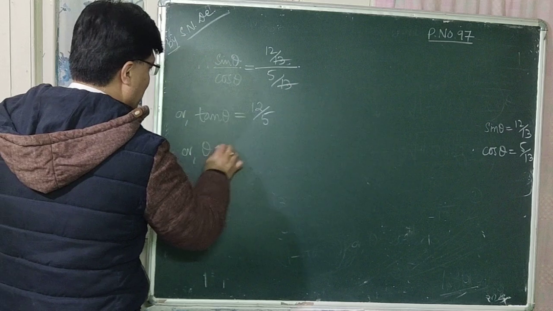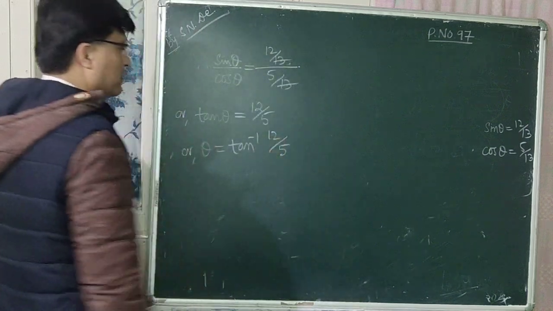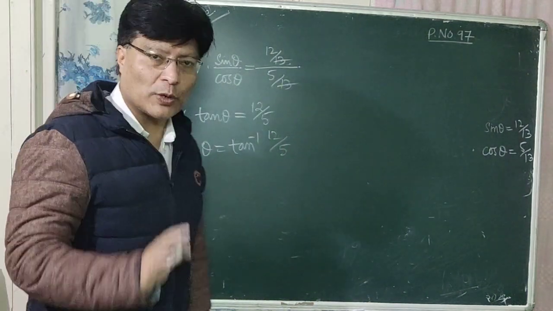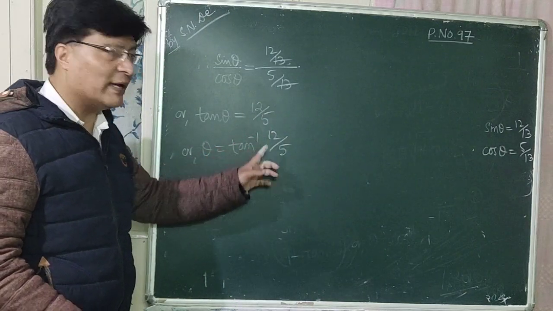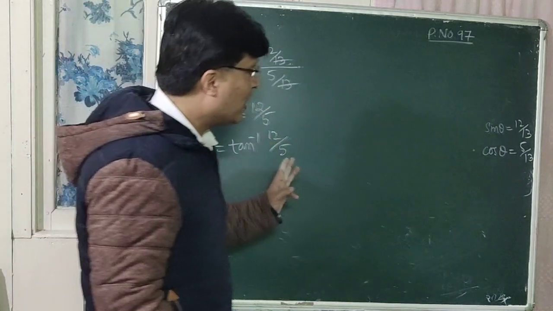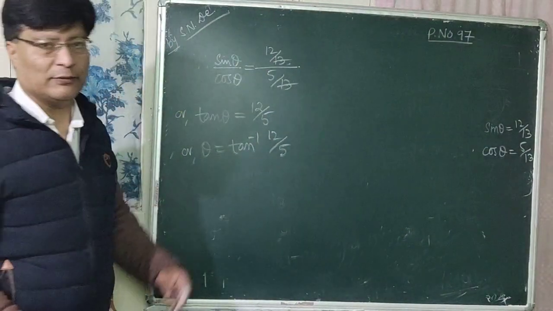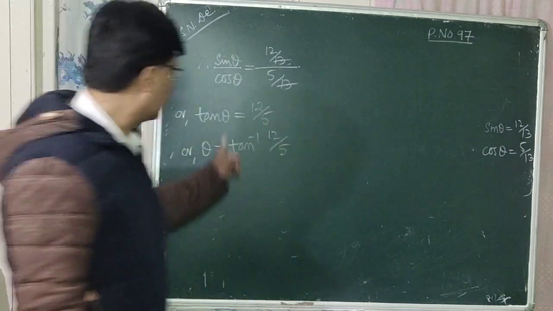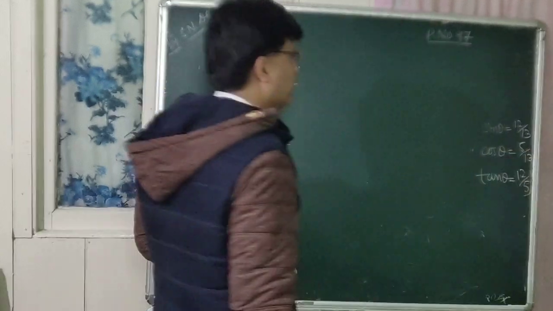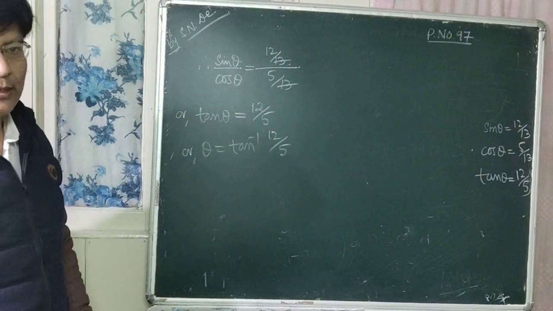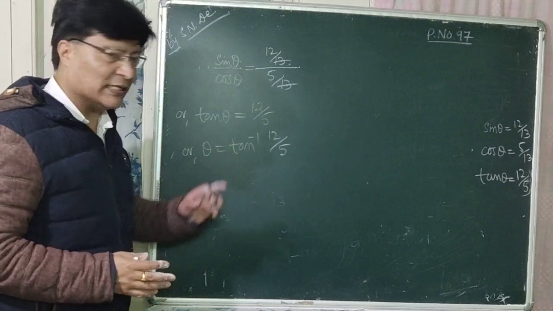So what is the value for theta? Theta is equal to tan inverse 12 by 5. That is, sin inverse 12 by 13 is equal to cos inverse 5 by 13 is equal to tan inverse 12 by 5. Now we have converted sin inverse 12 by 13 in terms of cos inverse as well as in terms of tan inverse. Is that clear? So here tan theta is equal to 12 by 5. Is it clear now? So we have converted sin inverse in terms of cos inverse as well as tan inverse.